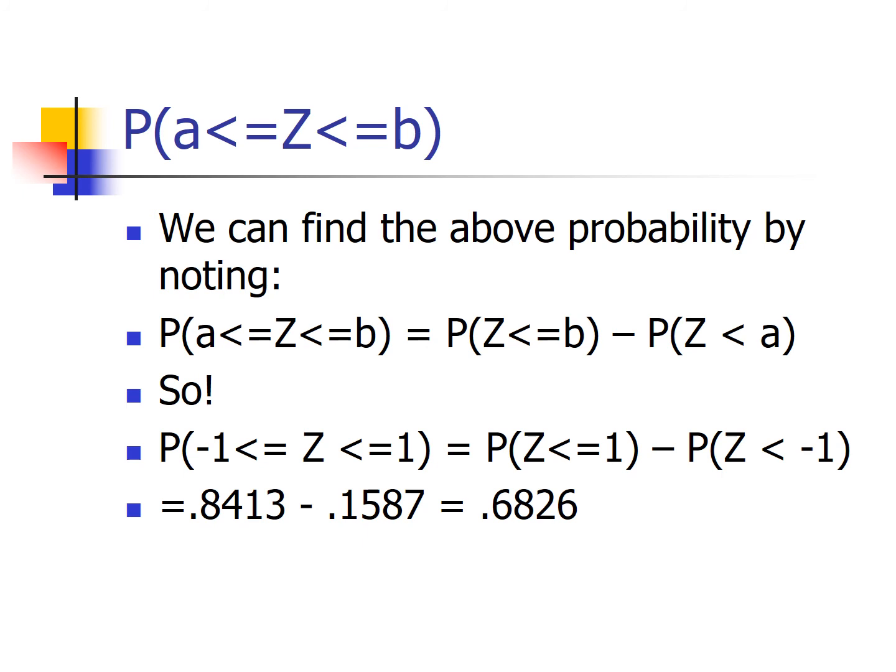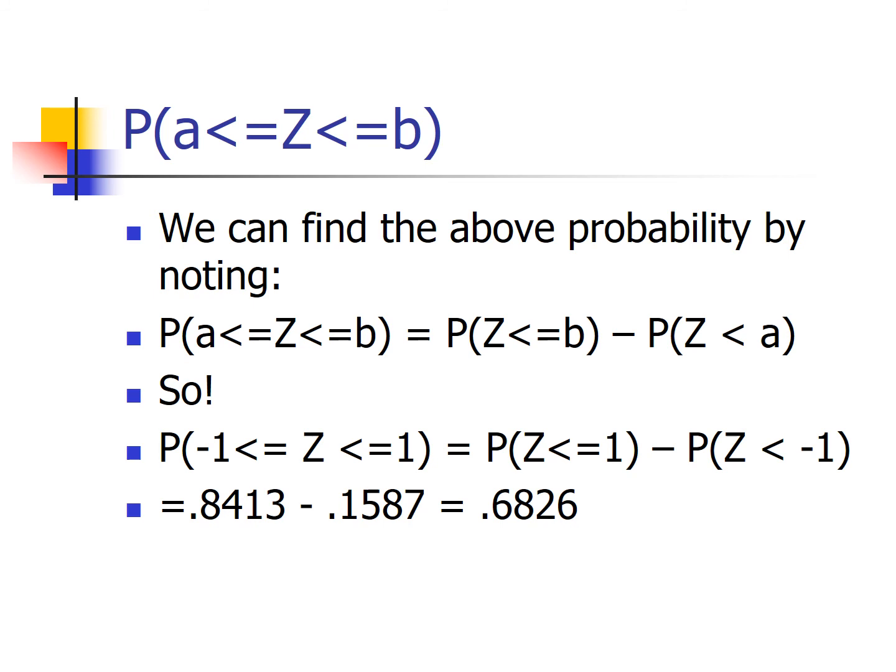So as an example, the probability that z is between minus 1 and 1 is just the probability that z is less than or equal to 1 minus the probability z is less than minus 1. We can look up both of those numbers. We've broken it down in terms of our tables. So we use our tables now. We get 0.8413 minus 0.1587, and that gives us 0.6826.